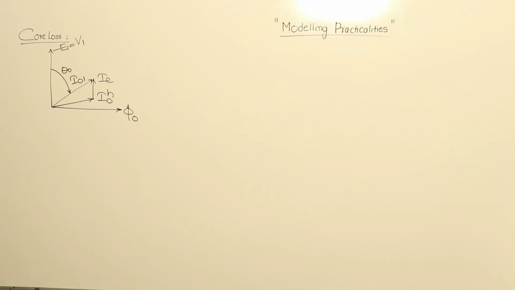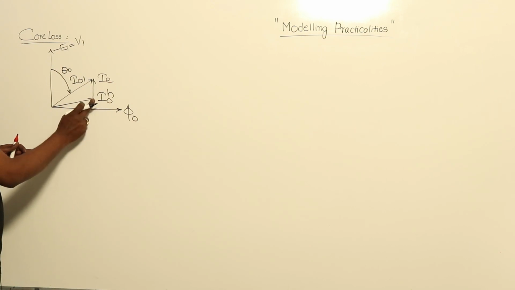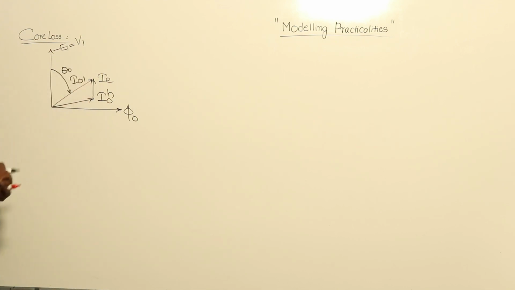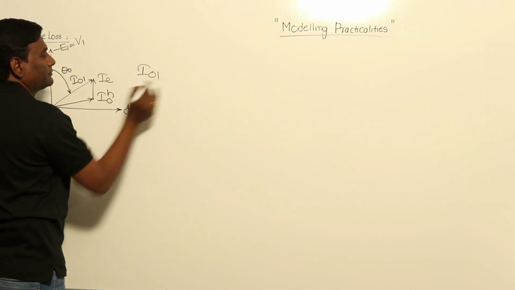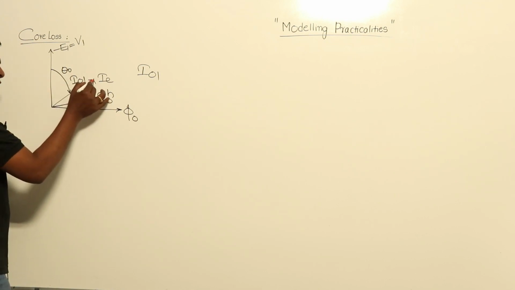As per our previous discussion, because of hysteresis loss my no load current is going from here to here, and because of eddy current loss IE is coming into picture. Total no load current is going to be I01. Now this I01, if I want to model, let me divide it into two components.